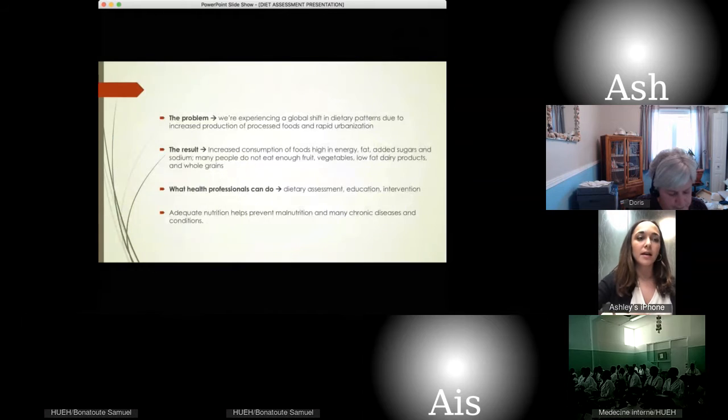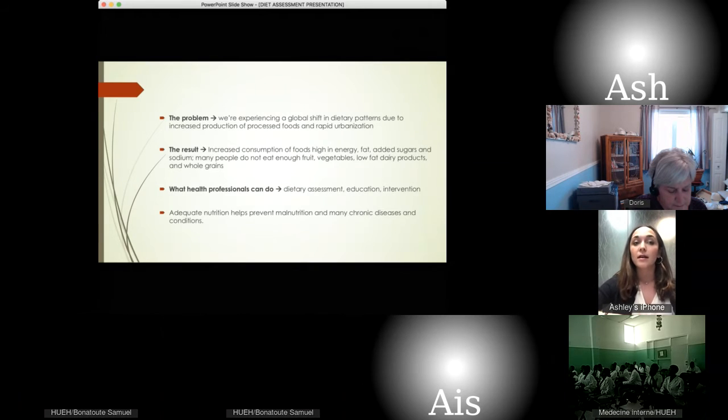Okay. So this slide is just kind of summarizing the problem going on. We're experiencing a global shift in dietary patterns due to rapid urbanization and increased production of processed foods. And because of that, where people are consuming more processed foods, these foods are higher in added sugars and saturated fats, lots of sodium. And on the flip side, people are not consuming enough fruits, vegetables, low-fat dairy products, and whole grains, and even protein foods as well.